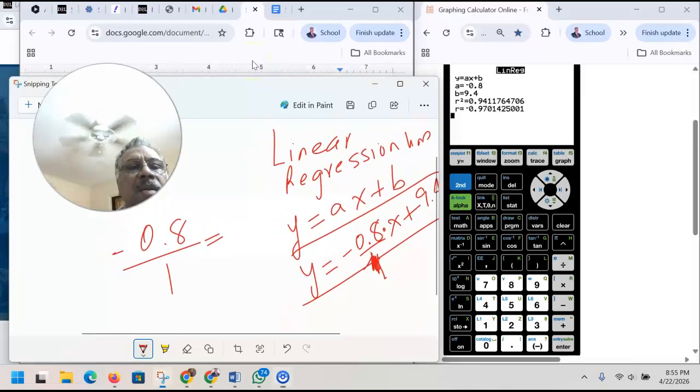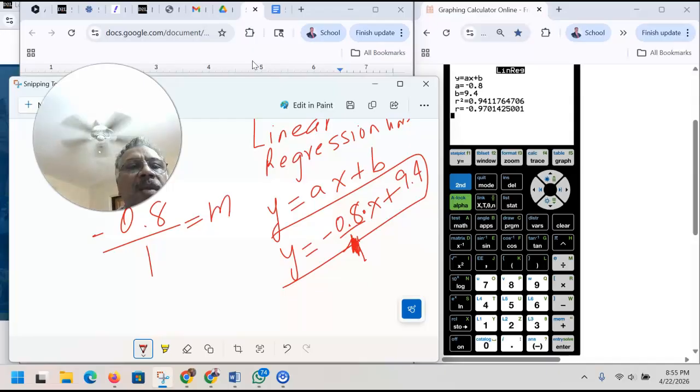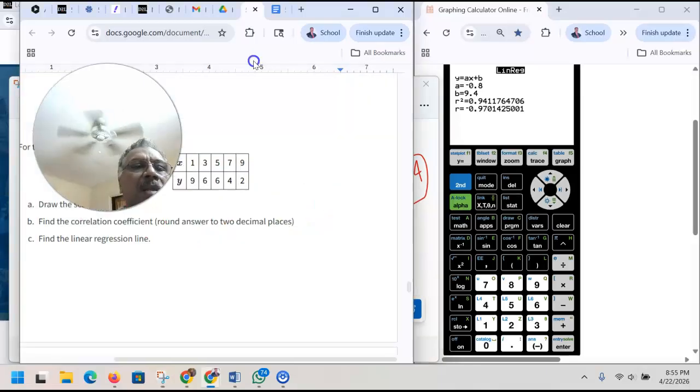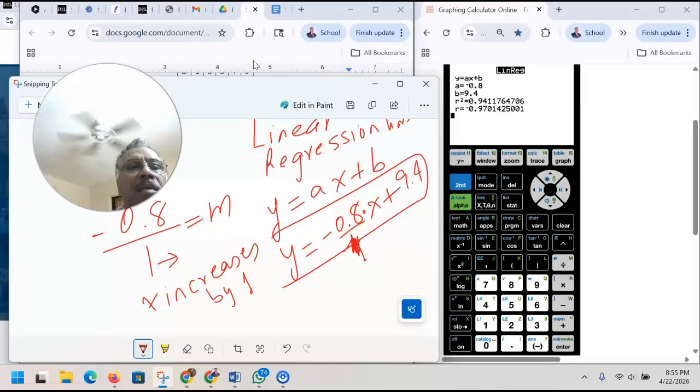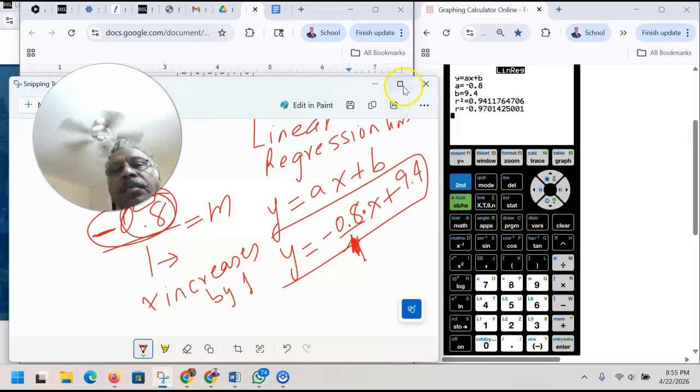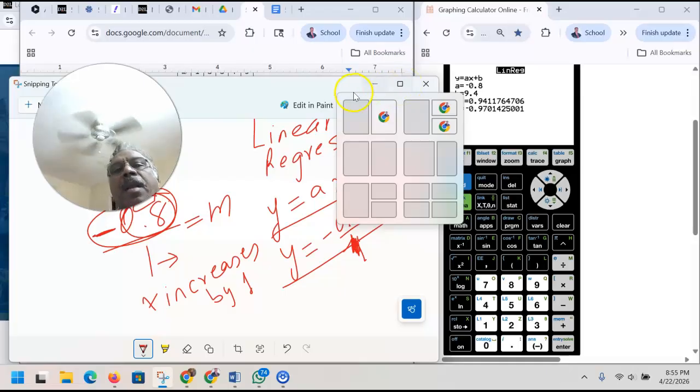So basically, what this means is every time x increases by 1, the y decreases. The minus means y decreases by 0.8. So that's the understanding of the slope. And that's it.